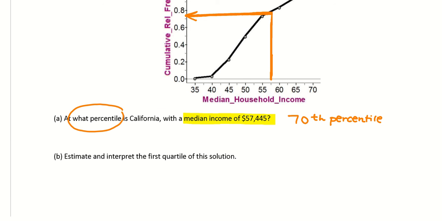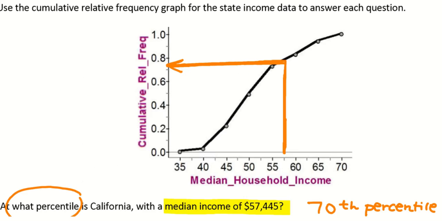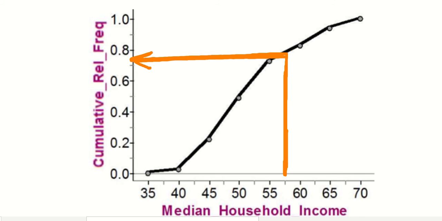For part B, it says estimate and interpret the first quartile of this solution. So you have to know what quartile means. They're giving us first quartile, but they're asking us to estimate and interpret what that number is. So let's go back to our graph. First quartile is always 25%, so I'm going to switch my color. 25% is right here. I'm going to travel horizontally till I hit the graph, and then I'm going to take a 90-degree turn, and I'm going to go down. And it looks like 45 is my number.